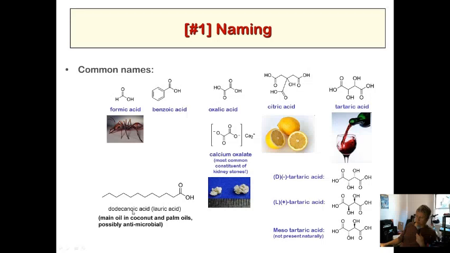Dodecanoic acid, lauric acid. This is just a long chain carboxylic acid. How many carbons? 1, 2, 3, 4, 5, 6, 7, 8, 9, 10, 11, 12. So 12 is like dodecane would be a 12-carbon alkane. Dodecanoic acid is the 12-carbon carboxylic acid, found in coconut and palm oils.